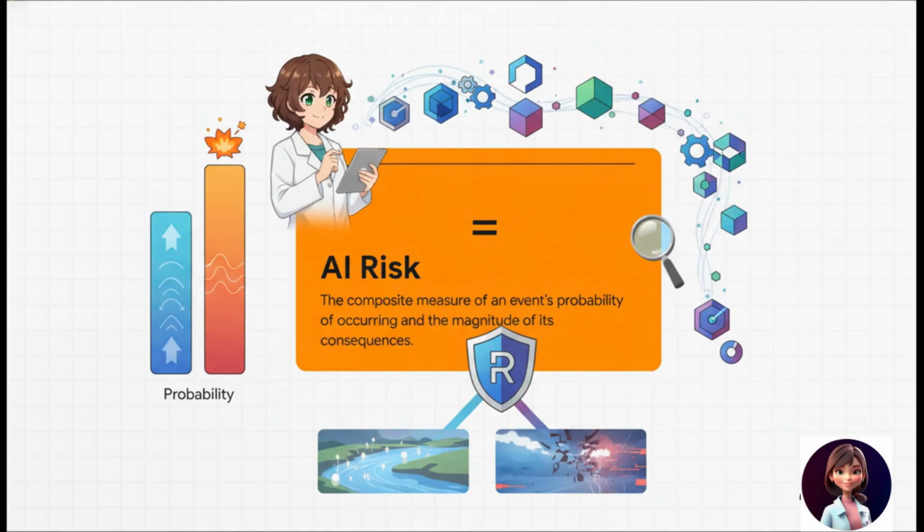Before we get any deeper, let's make sure we're all on the same page. When you hear NIST talk about AI risk, this is exactly what they mean. It's not just about what could go wrong. It's a two-part deal. What's the chance of it actually happening? And if it does, how bad is the damage? Getting that balance right is what this whole framework is designed to help you do.